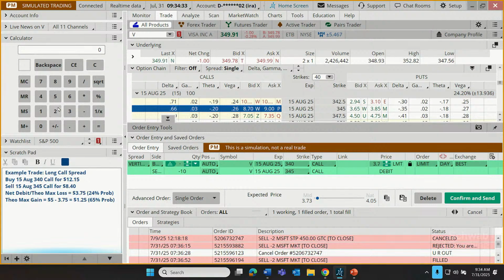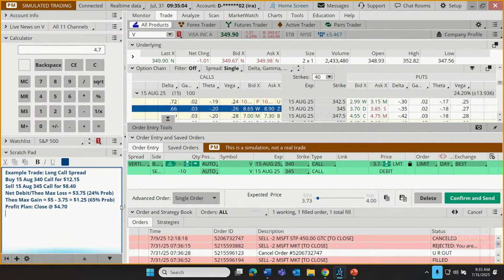Here's what we do. Take 375 plus 95 cents means 470. If we could sell out of this vertical spread for 470, we're darn close to $5. We're just coming up a little bit short. And so let's put in an order. Let's say our profit plan is close at 470 if possible.